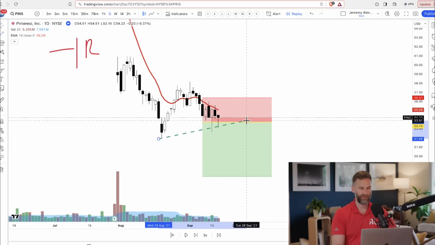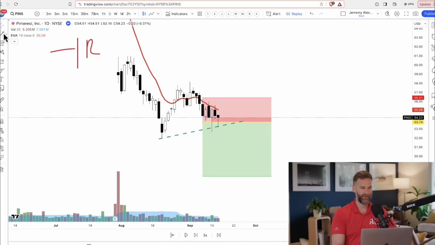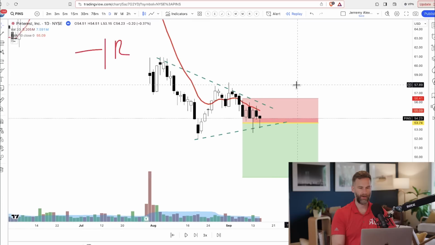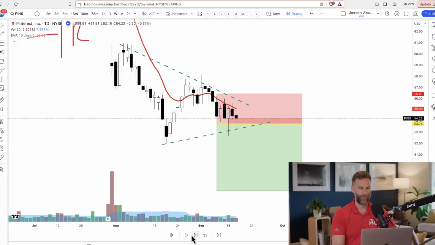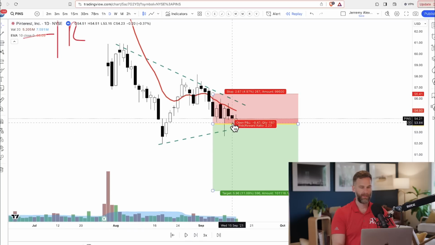Now I'll kind of draw this little trend line here. So we got a little bit of a triangle, some compression building. So something like that on Pinterest. All right. But again, that's just me seeing it. I'm still down 1R, just waiting for the strategy to play out.